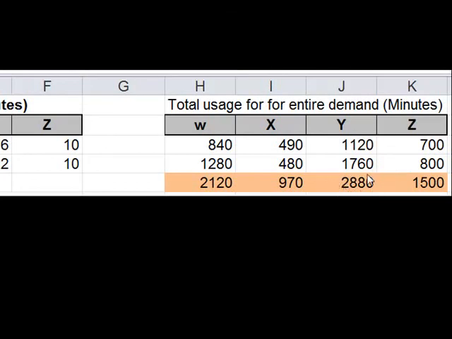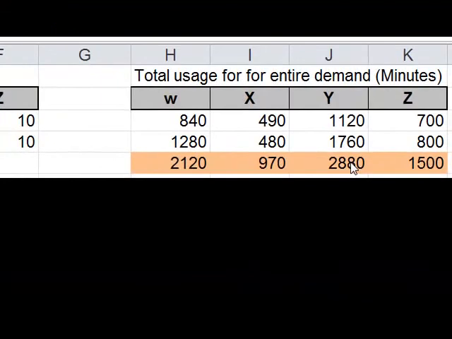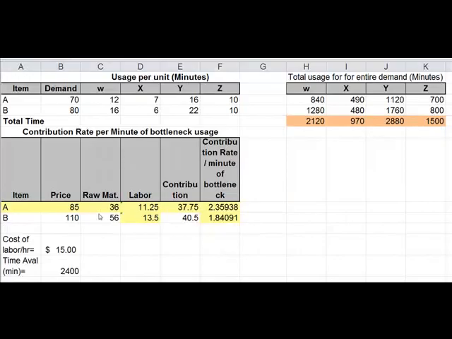That's because this requires a total of 2,880 minutes, which you don't have. You have only 40 hours, and you know that 40 times 60 is 2,400 minutes. So you have only 2,400 minutes available. You don't have enough time to make all of A's and all of B's. So you must decide what is the most efficient way to use the bottleneck.